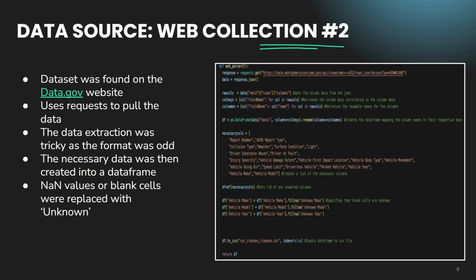All right, for the second web collection, which was the JSON dataset, we also got it from data.gov. So we requested the site, got the JSON. We filtered through the metadata in the JSON to get the actual data we wanted. We turned that into a data frame, specified what columns we wanted, and then we replaced all the empty cells for make, model, and year with unknown to specify that we didn't know the values for that. And then we exported to a CSV and returned the dataset.